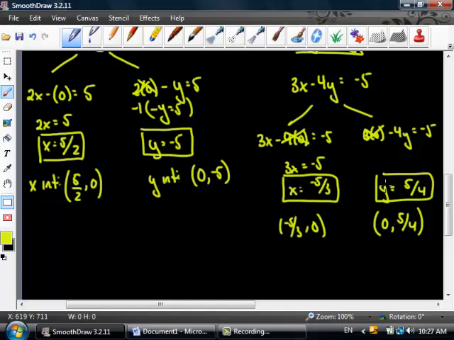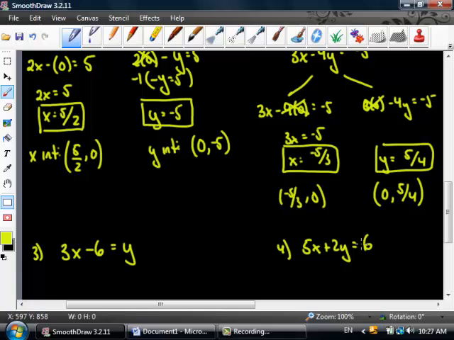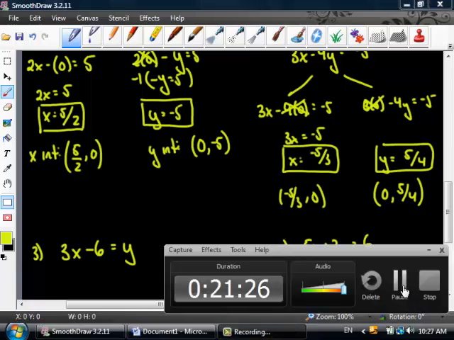Let me give you guys a couple of these to do on your own. Number 3 here is on your own. 3x minus 6 equals y. You're going to have to manipulate this a little bit. 5x plus 2y equals 6. Go ahead and take care of those two on your own. Just find the x and y intercepts.